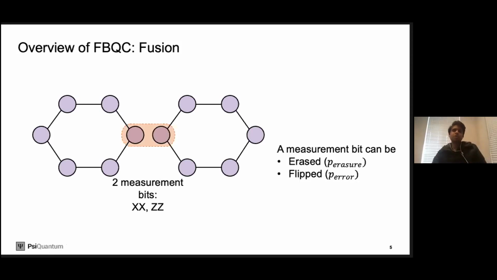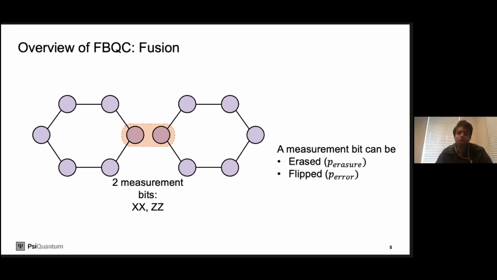One thing I'd like to point out here is that these erasure and flip errors in this error model can arise because of something that went wrong with the resource state or with the fusion. And so, through this error model, we are essentially able to cover imperfections in both the primitives that we are using in FBQC.